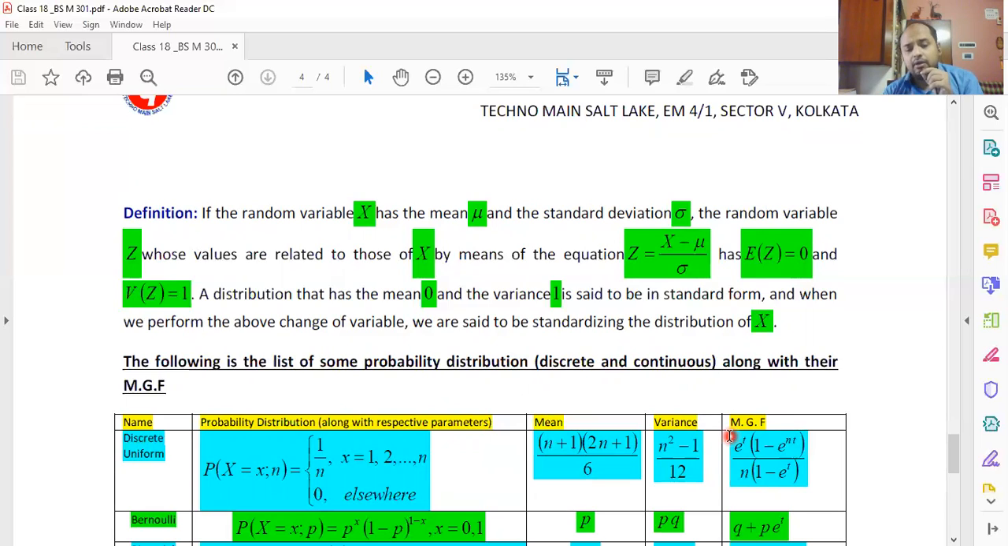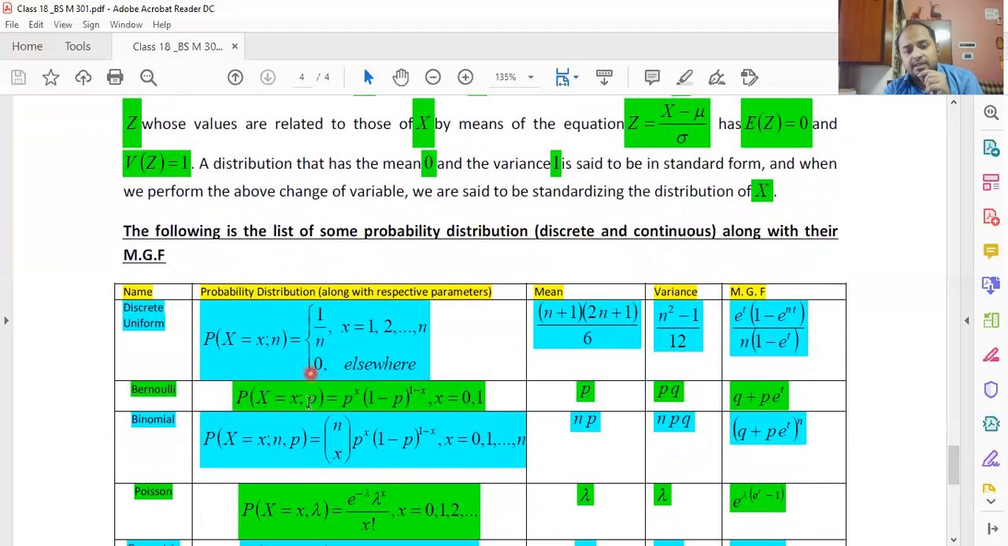So I shall only try to remember this particular column, the probability mass function or probability density function, so that I can calculate columns 3, 4, and 5 by myself. That is what I want to do. But if a student can remember all of this, then it is a wonderful thing.